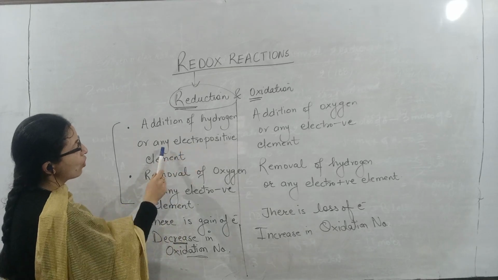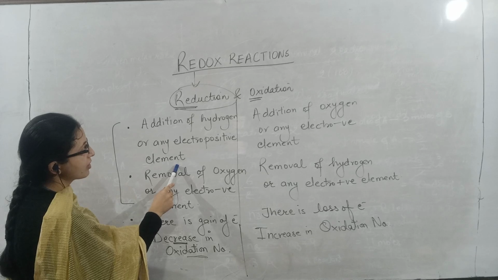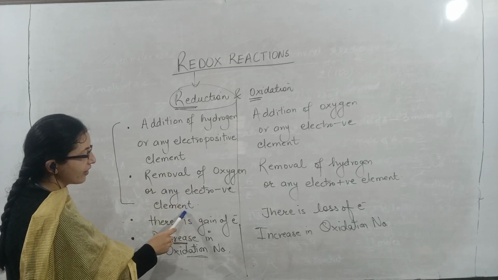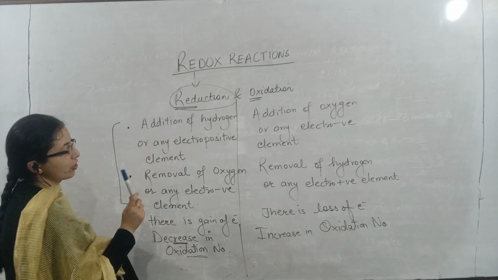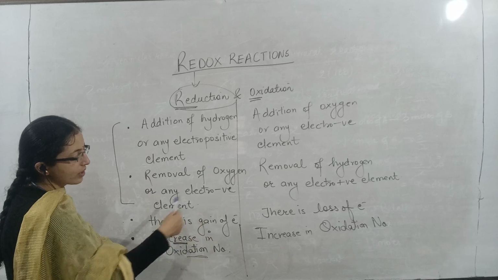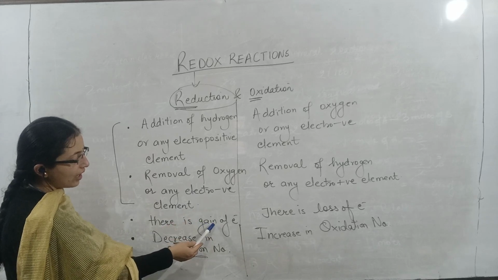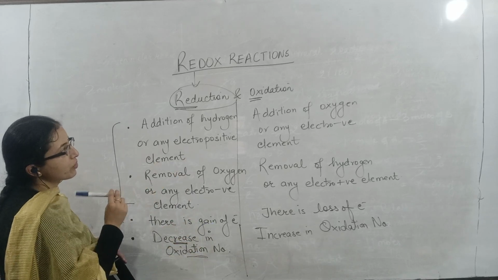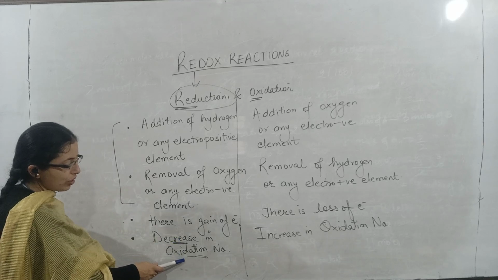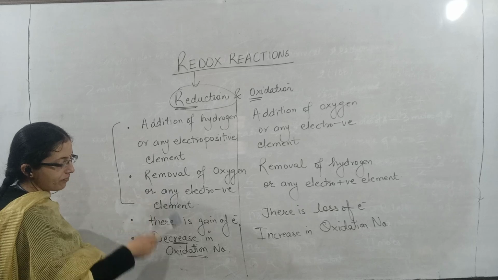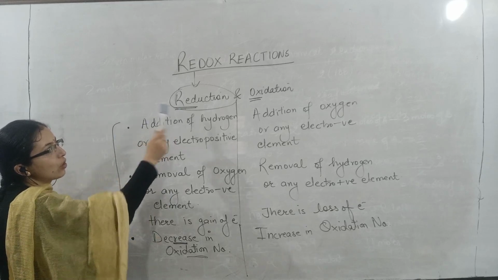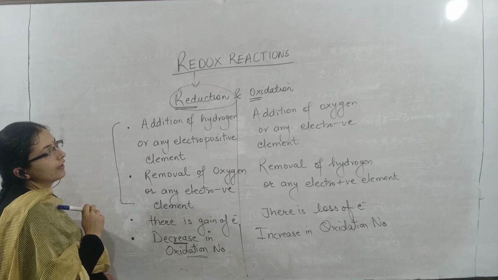Addition of hydrogen or any electropositive element, removal of oxygen or any electronegative element is termed as reduction. And if there is gain of electrons, this is the electronic concept. If there is gain of electrons, then also the process is called as reduction. And if there is decrease in oxidation number, अगर oxidation number कम हो रहा है किसी particular element का, substance का, then also the process is called as reduction.